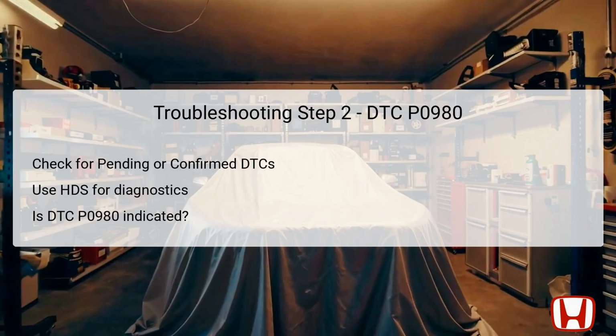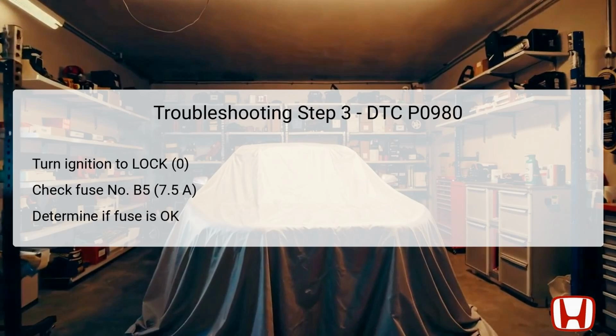If DTC P0980 is present, it confirms an ongoing problem with the shift solenoid circuit. Conversely, if no code exists, this may suggest an intermittent issue, potentially caused by a poor electrical connection or temporarily resolved failure. In the third step of troubleshooting, the ignition switch must be turned to the lock position to ensure safety while inspecting electrical components.